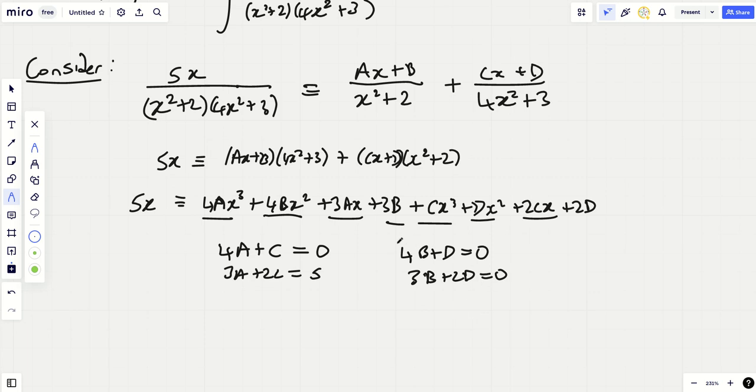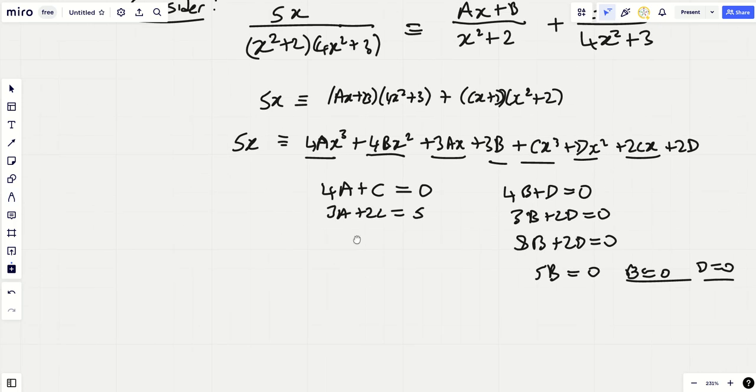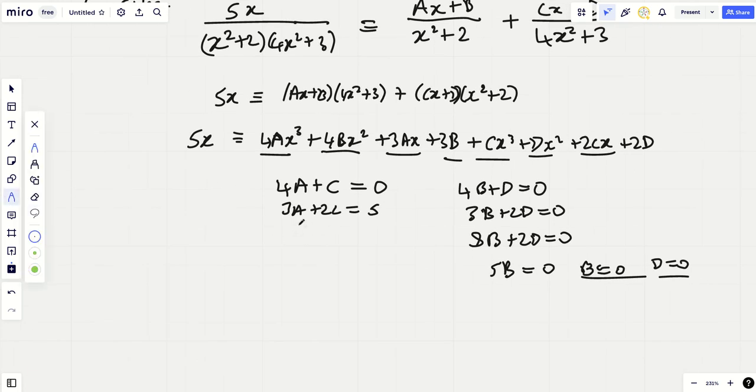Okay, right, so what we could do is let's just solve both of these simultaneously. Double this one: 8b plus 2d is 0. Subtract, 5b is 0. So b is 0, and you get d is 0. Boring, but it's done at least. Solving these, we get values. If I double that, I get 8a plus 2c is 0. Subtract: 5a is minus 5, so a is minus 1, and therefore c is 4.